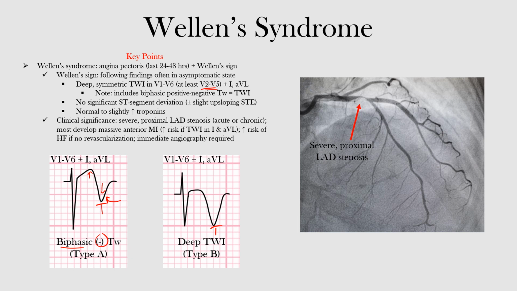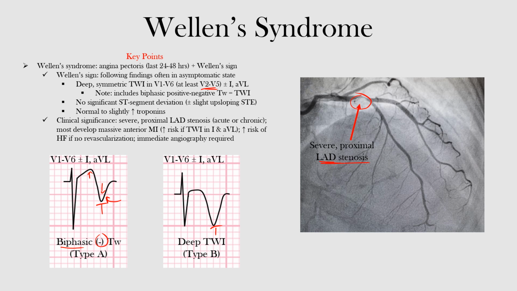Now, of those with acute coronary syndrome that have Wellens syndrome, a majority develop a massive anterior MI and have a high risk of developing heart failure if not revascularized. Angiography is required immediately in order to prevent further damage. The risk of massive anterior MI is thought to be even greater in those with T-wave inversions in leads 1 and AVL, because this likely suggests that we have severe proximal LAD stenosis. In terms of our LAD, this is our left anterior descending artery. Notice that it's stenosed there severely and proximally.